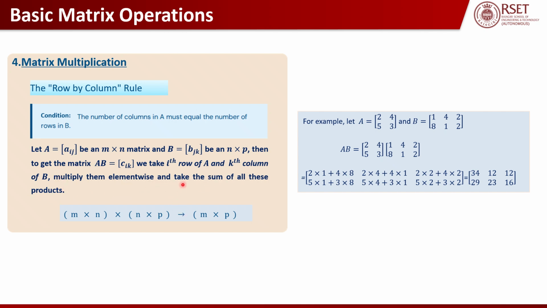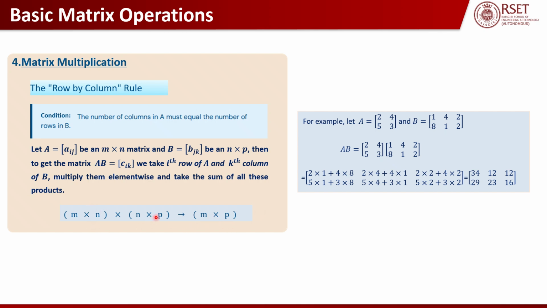Multiply them element-wise, and we take the sum of all these products. So the first thing you have to understand is this: an m by n matrix crossed with an n by p matrix. What will be the resulting matrix?